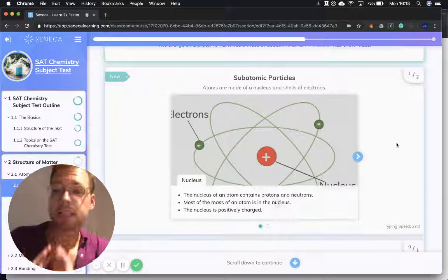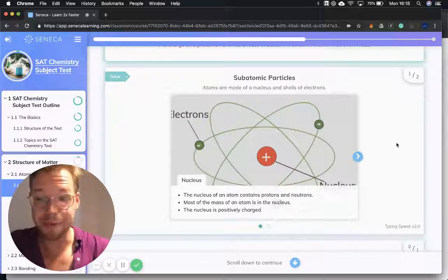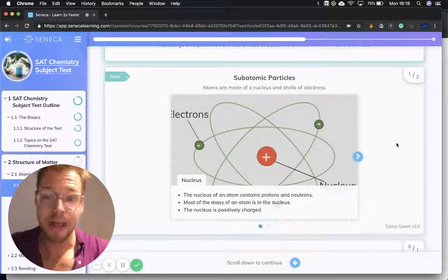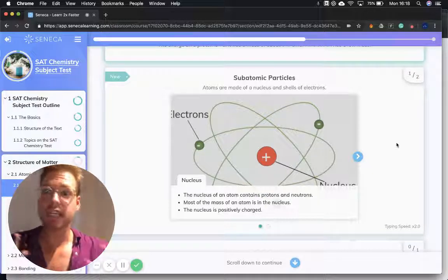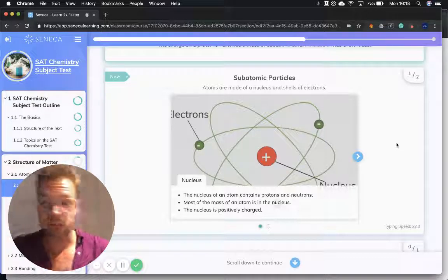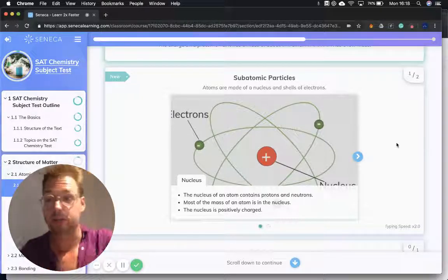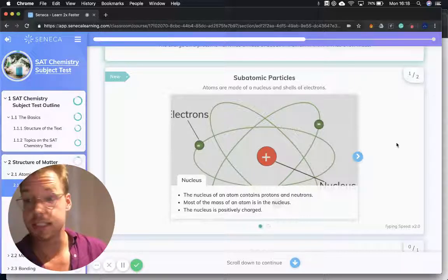Okay, now we are centering ourselves. Take a deep breath. We're talking about the nucleus. It's in the center of the atom. And the nucleus of an atom contains the protons and neutrons. Just like your own center, it should be positive. So the nucleus should be positive. Gosh, that was cringe. Sorry about it. I just went with it. Most of the mass of the atom is in the nucleus, and the nucleus is positively charged.